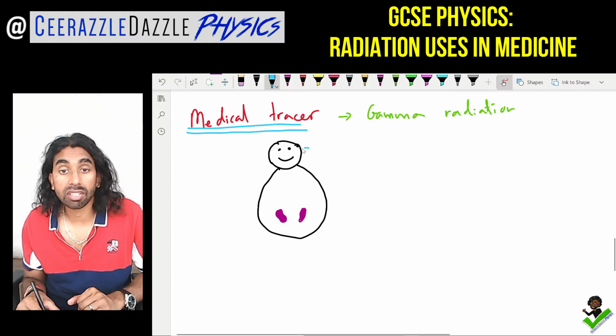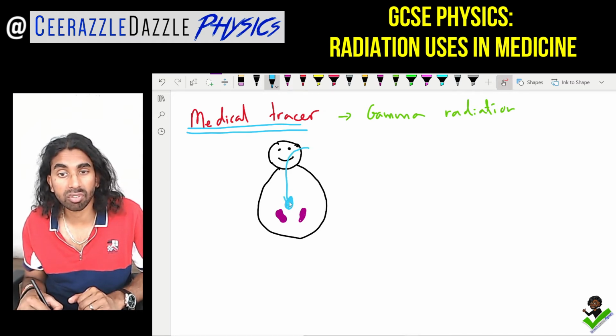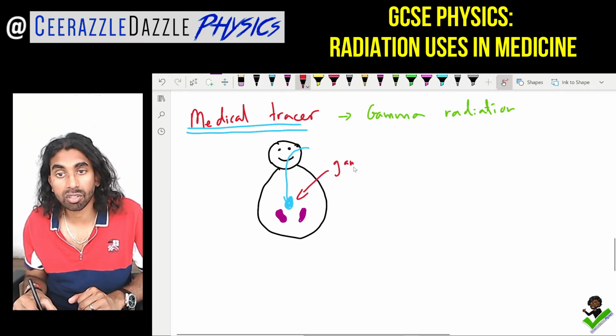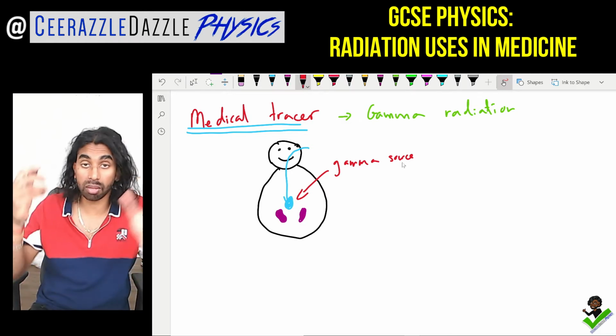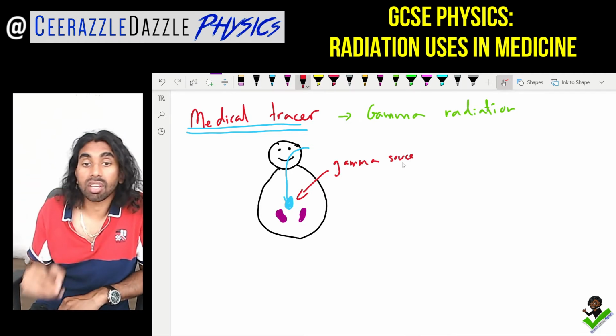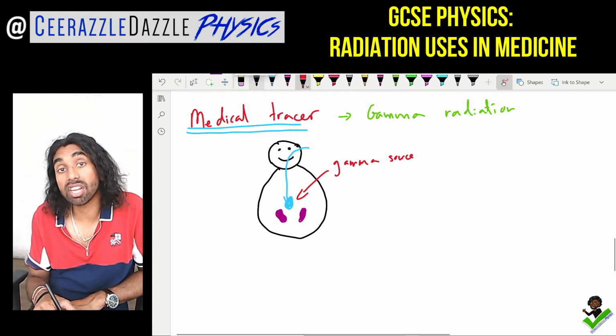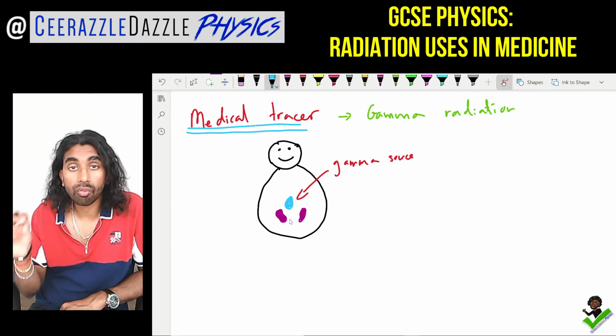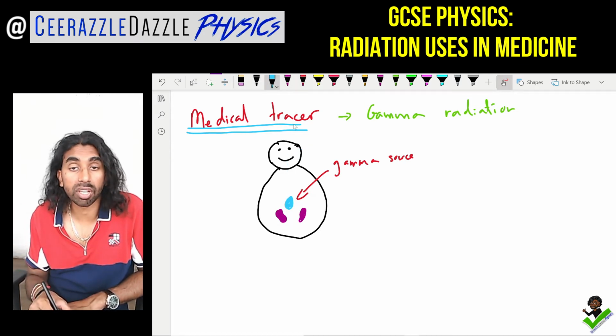Inside the person, guys, we're going to place a gamma source. Here, we'll just put a blob, just for diagram purposes. Obviously this is going to be the gamma source. So the patient ingests a gamma source, and we're going to look at the radiation that's going to be emitted from it. Now the gamma source is inside the body.